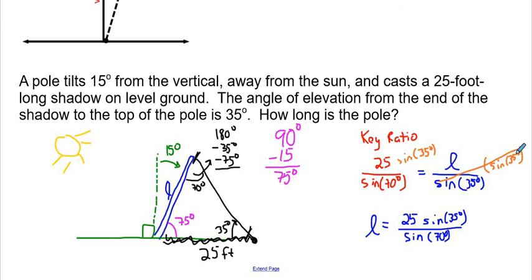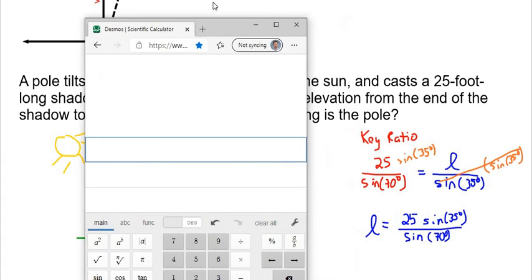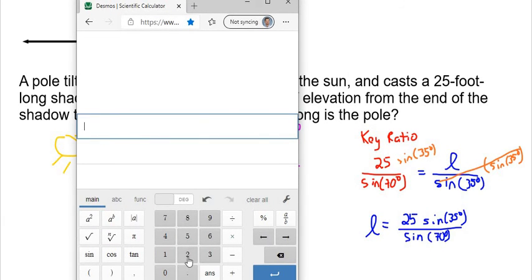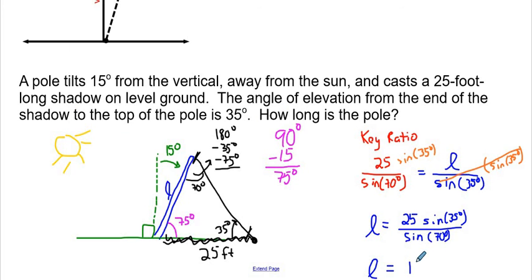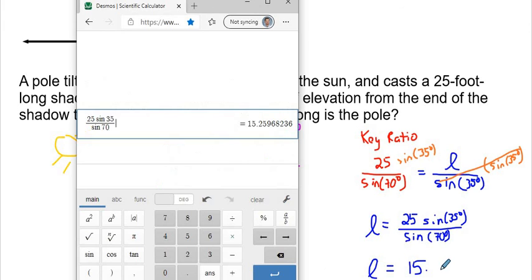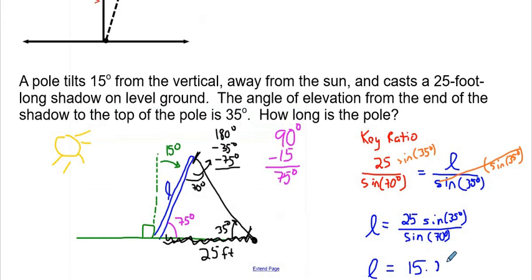So I went ahead as we're talking about that, and I solved this for L. We're just going to type that into Desmos. So I come over to Desmos, make sure it's in degree mode, and I type in 25 sine of 35. And then here I will divide that by sine of 70. And you get that L is 15.259. We're talking about a real life problem, so this feet really matters.